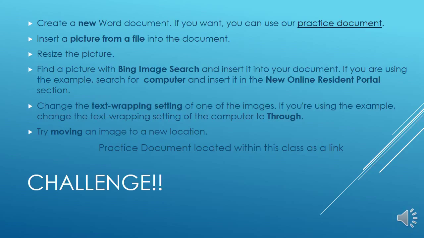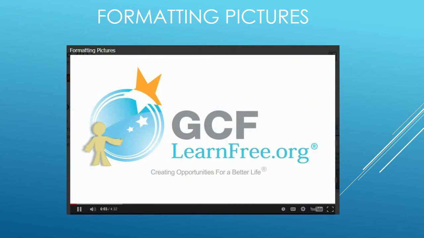Change the text wrapping setting of one of the images. If you're using the example, change the text wrapping setting of the computer to through. Try moving an image to a new location. So this is a great way to get yourself around with those pictures and being able to use that wrapping text feature as well.